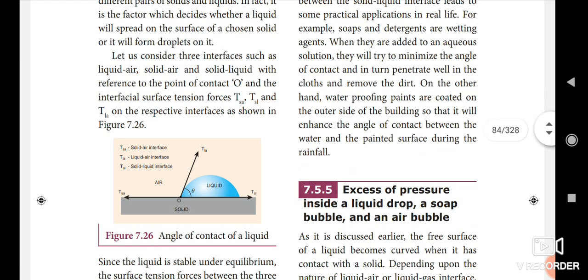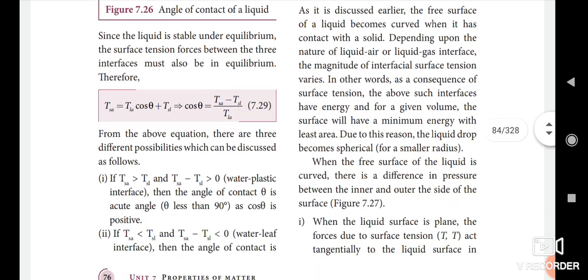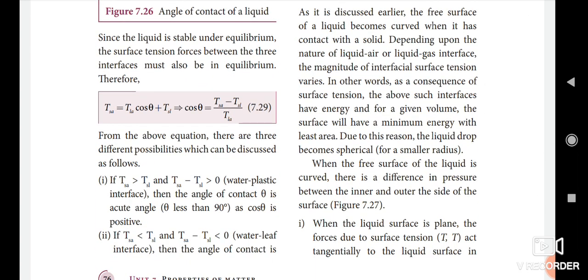So here in angle of contact, we consider the 3 cases. First case, the TSA minus TSL value will be greater than 0, so the interface is the water and plastic interface. It makes the angle theta, and that theta value is an acute angle. Acute angle means it is less than 90 degrees. So the cos theta value will be positive.